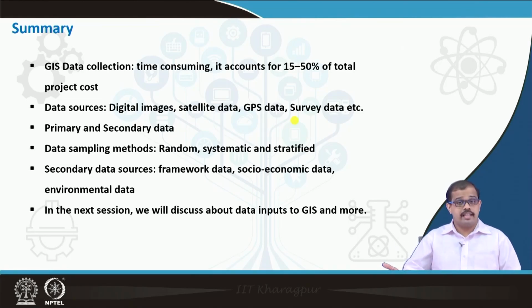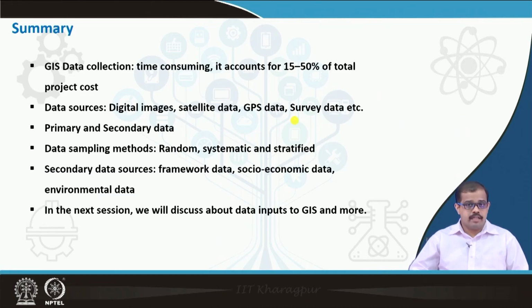Then we looked at data sampling methods. We have three types: random, systematic, and stratified. Random is used only for small data sets, whereas systematic sampling can be used for large data sets but would be biased. Stratified is the best way of sampling as of now, but stratified sampling involves a huge amount of work to be done before going into the field. So look at what kind of sampling is done. That gives you an exact understanding of how the data is generated.